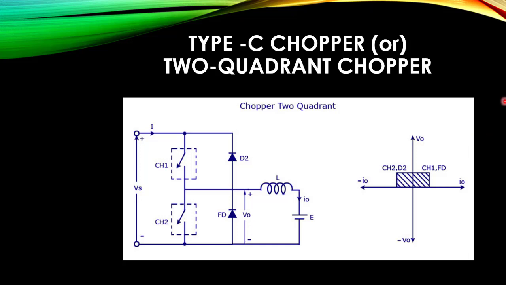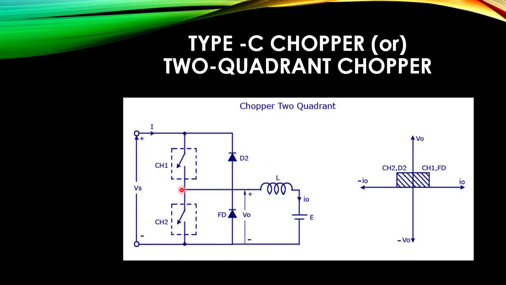Now we can see about the type C chopper in this session. This type C chopper is also called a two quadrant chopper. Why it is called a two quadrant chopper: this chopper can operate in two quadrants, that is, in the first quadrant and the second quadrant. Since the type C chopper can operate in both the first quadrant and the second quadrant, it is called a two quadrant chopper.